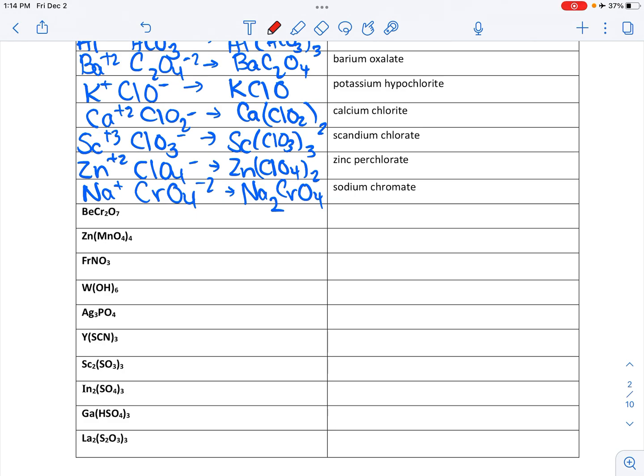Okay, now we're going to take the formulas and write names. Okay, so Be is beryllium. And Cr2O7 is called dichromate. You're using table E. You're copying it right down.